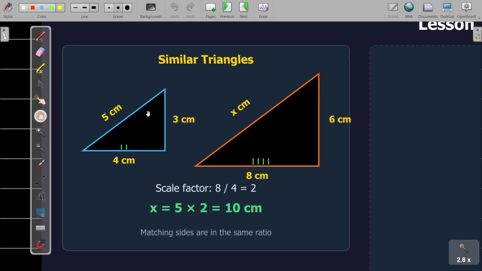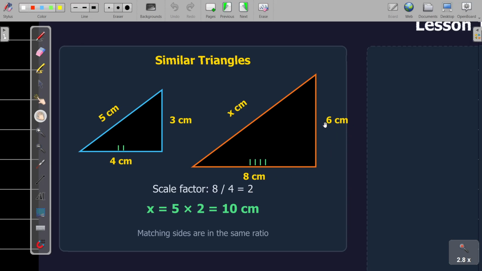As you can see on your left, which is the blue triangle, here's a small triangle with sides of 3, 4, and 5. And on your right, this is going to be the larger version of it. The angles are going to be identical. The bottom side is going to be 8, the opposite side is going to be 6, and the hypotenuse is going to be x.